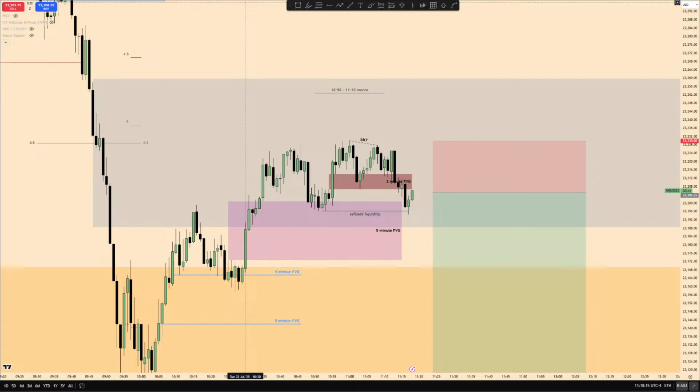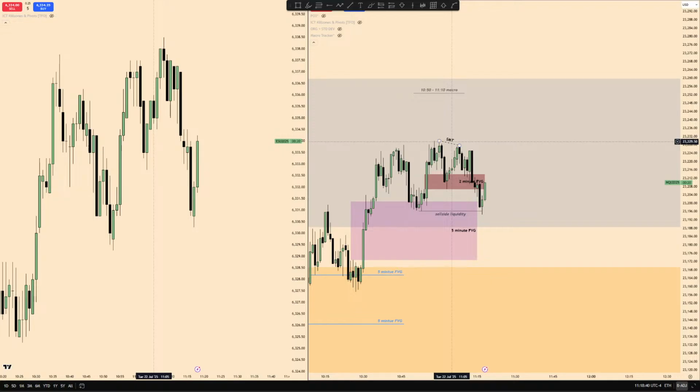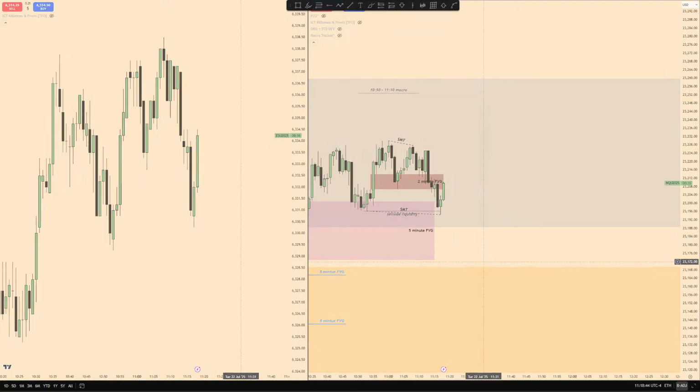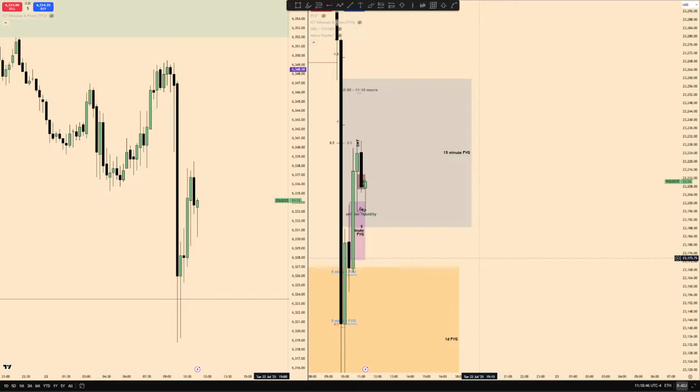Okay, so we took that low input SMT in. If we're going to get a continuation, this will be the area we'll put a low in for that continuation. So yeah, SMT that 5 minute swing low in the upper quadrant of the previous hourly candle, so staying in the premium side of that.